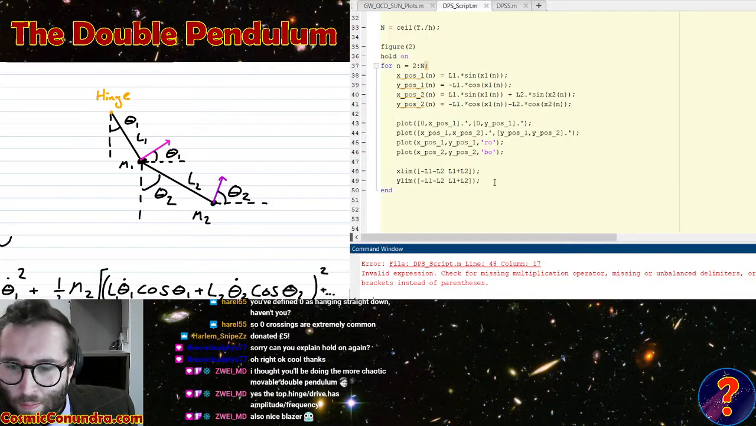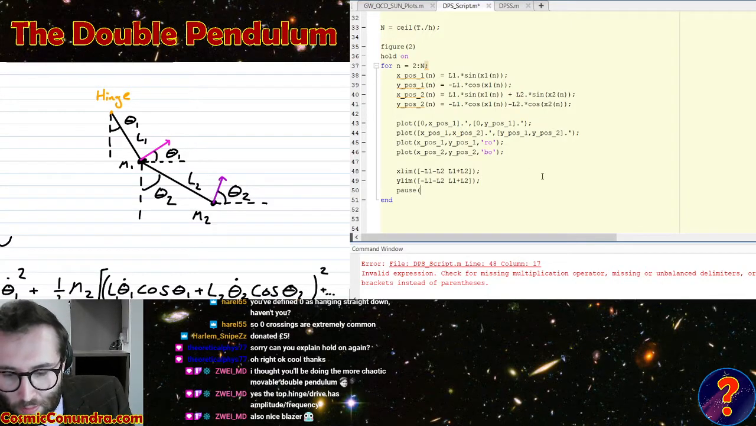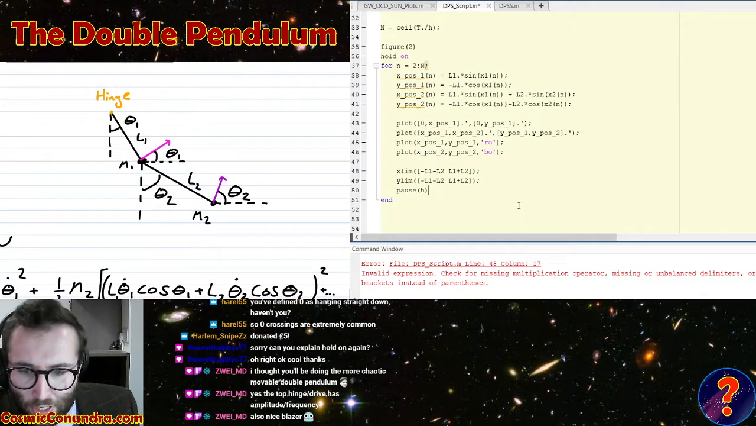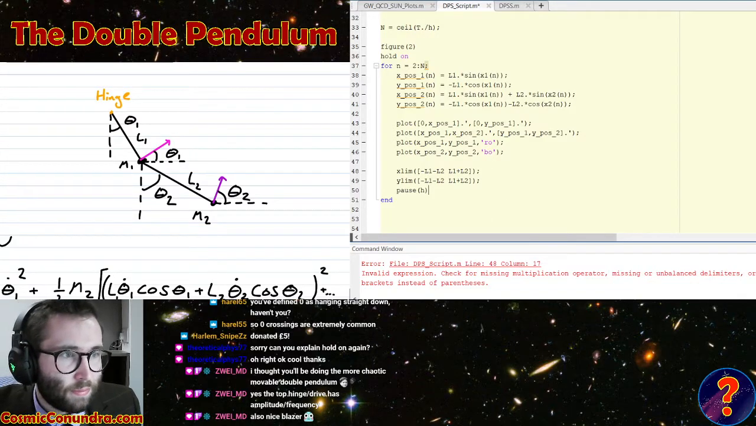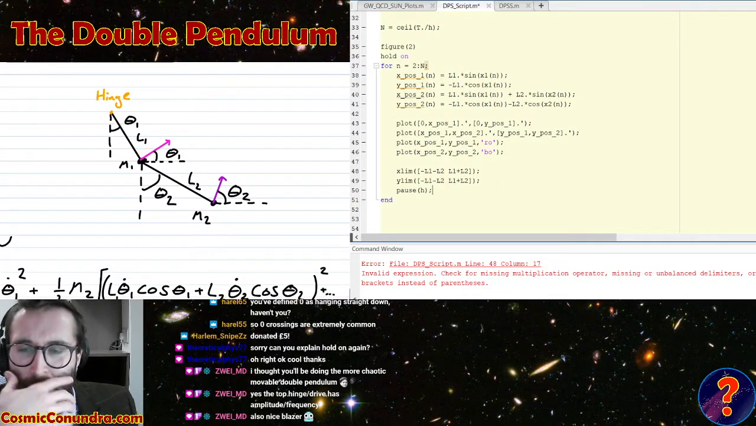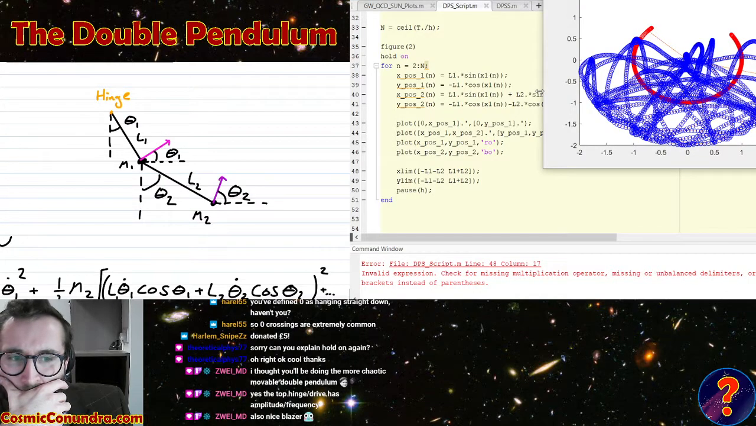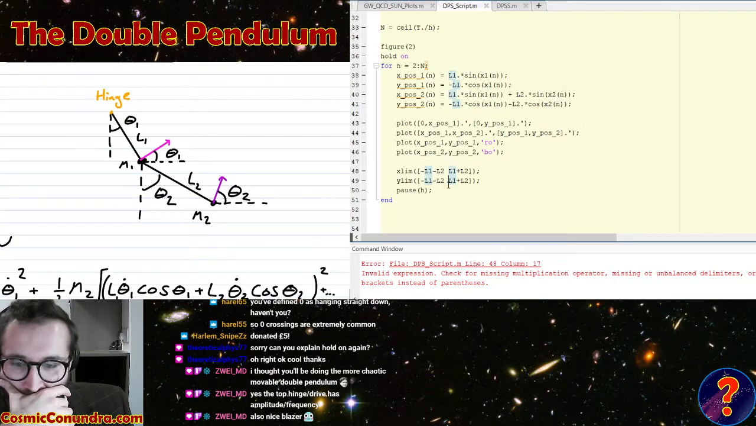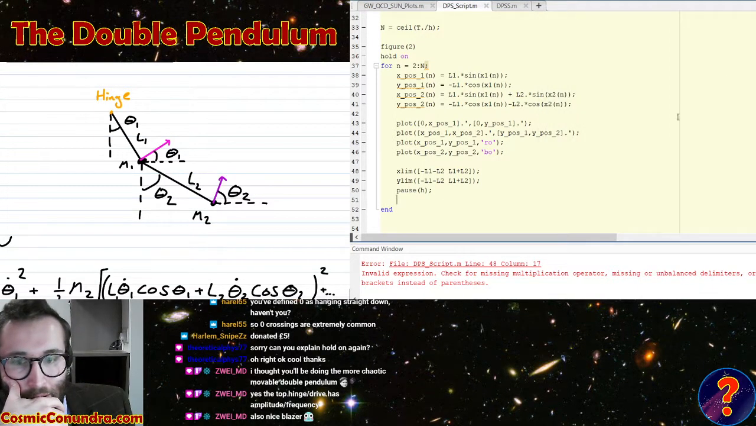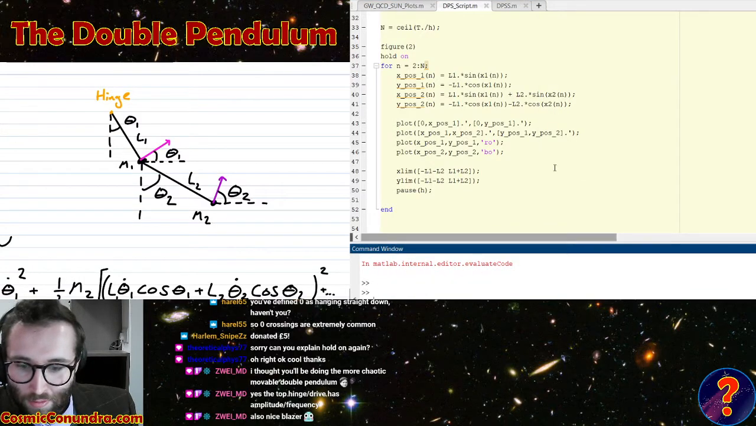Not very good. Let me put a pause in so that it pauses for every time step, so it doesn't try to plot it all in one go. Oh, is it frozen? Nope, it's unfrozen. Okay, why is it flashing? That looks kind of dodgy. What has gone wrong here? Oh, why is it back? Go away. Oh, it's still running. Okay, it's stopped now.